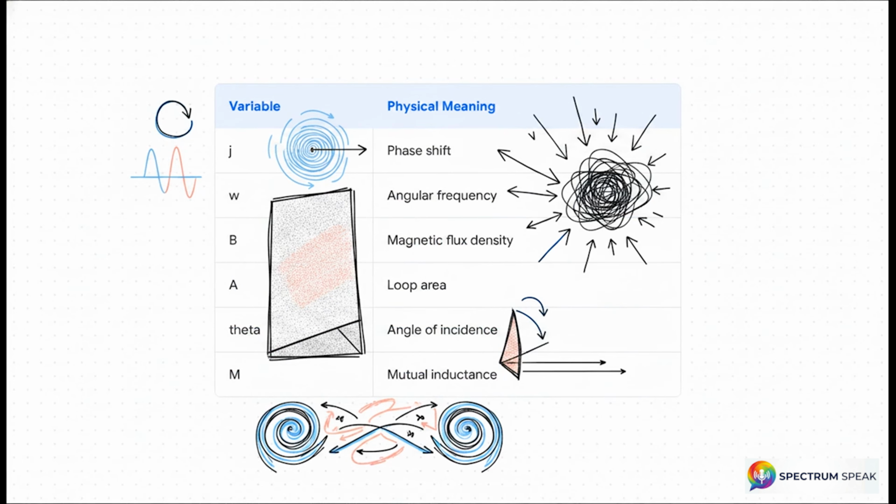Now let's break this down and map every single variable to its physical meaning so the math becomes incredibly concrete. j is our imaginary unit, representing a 90-degree phase shift. Omega is the angular frequency of the noise. B is the root mean square value of the magnetic flux density. Remember, this is our wind strength. A is the physical loop area of your circuit, the literal size of your sail. Theta is the angle of incidence, how your sail is angled to the wind. And M is the mutual inductance, which is this fantastic single term that accounts for both the geometry and the magnetic properties between the two circuits.